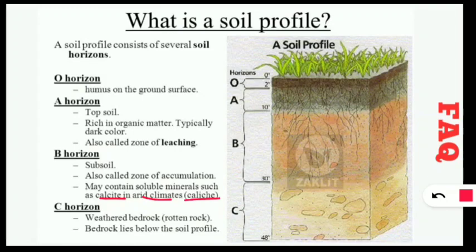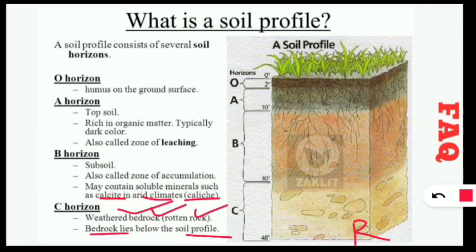Coming to the C horizon, which has the weathered bedrock. So it is not the bedrock region. The bedrock region is the region below the C horizon, that is the R horizon you can say. So here the C horizon has the weathered bedrock, parts of broken bedrock or rotten rock, which are found in the C horizon. Here it is also mentioned that the bedrock region lies below this soil profile. That means below this C profile.